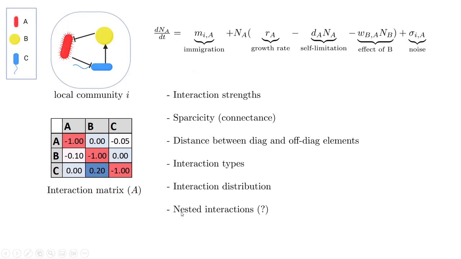And you can also think of nested interactions. There's a subgroup that interacts very strongly with each other, but then there are other subgroups that interact weakly with each other. So you can think of this kind of nested structure. This is something that I don't think has been very well explored, so it's a field to explore, maybe.